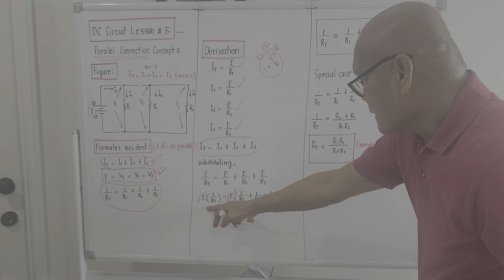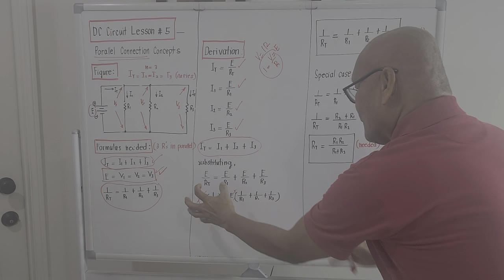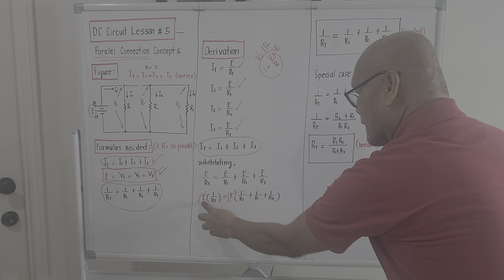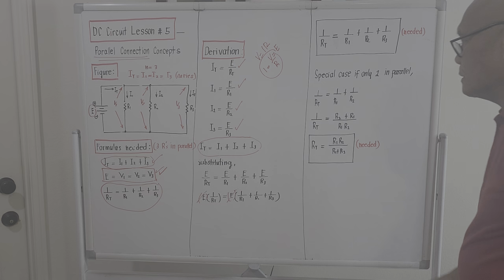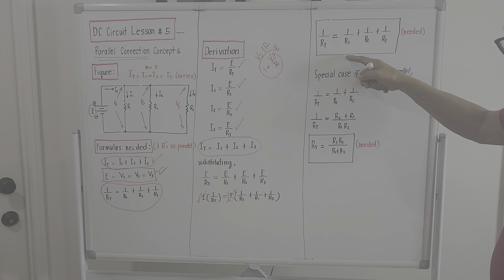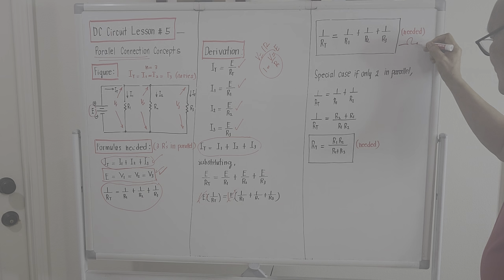So this E here cancels with this because the operation on the left is multiplication, the operation on the right is multiplication. So this E here cancels with this. What will come out? 1 over R total equals 1 over R1 plus 1 over R2 plus 1 over R3. The unit is ohms.